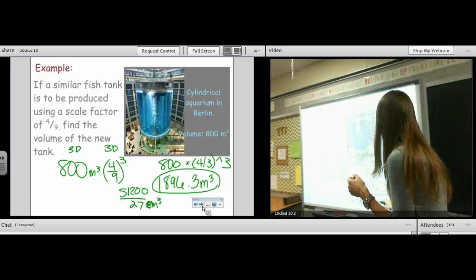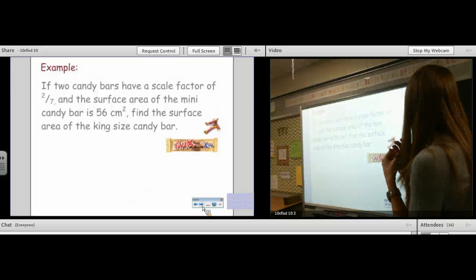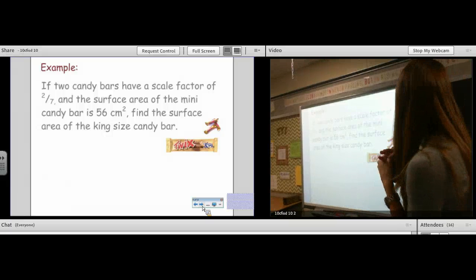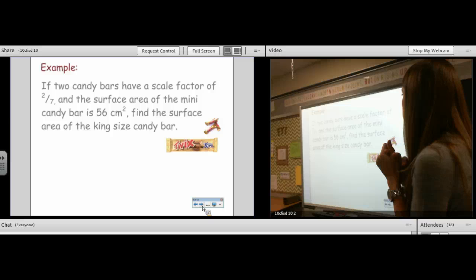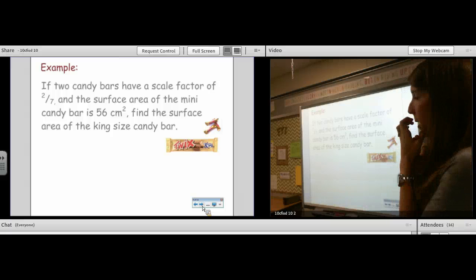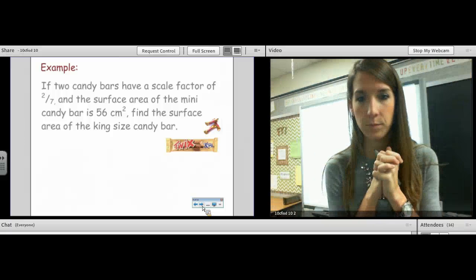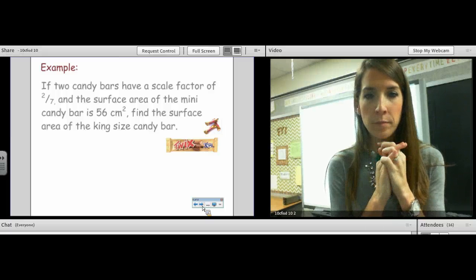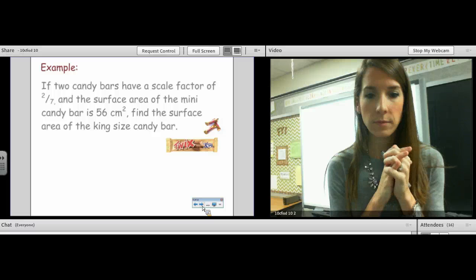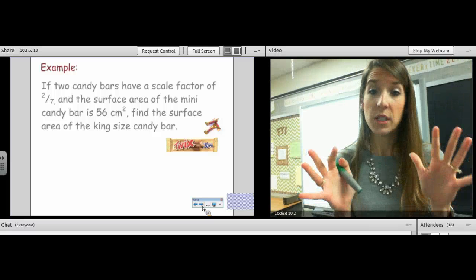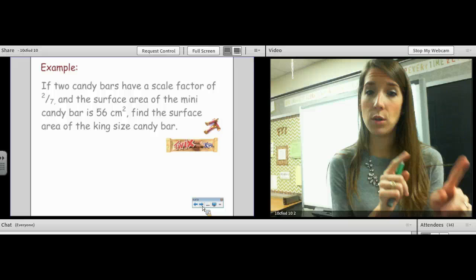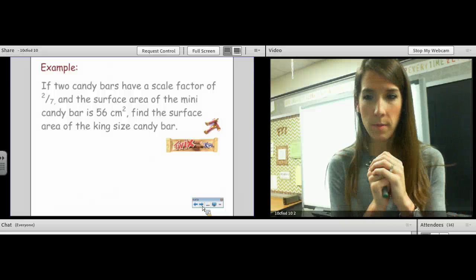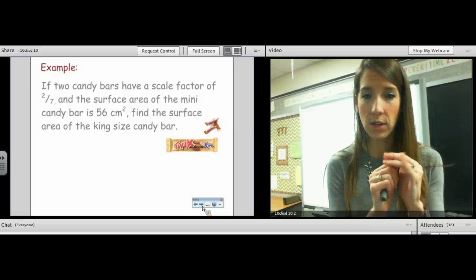Okay, let's do another one. 2 candy bars have a scale factor of 2 to 7, and the surface area of the mini candy bar is 56 centimeters squared. Find the surface area of the king size candy bar. Are we getting bigger or smaller? Bigger. So we're not going to use 2/7. We want to make sure we use 7/2 because we want to make sure we get bigger.